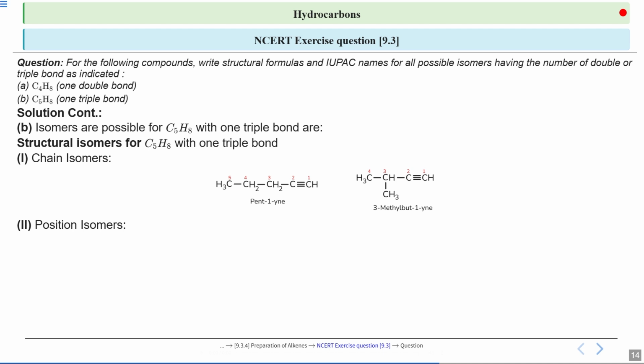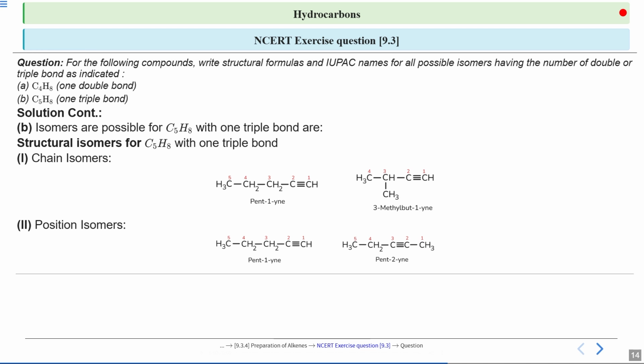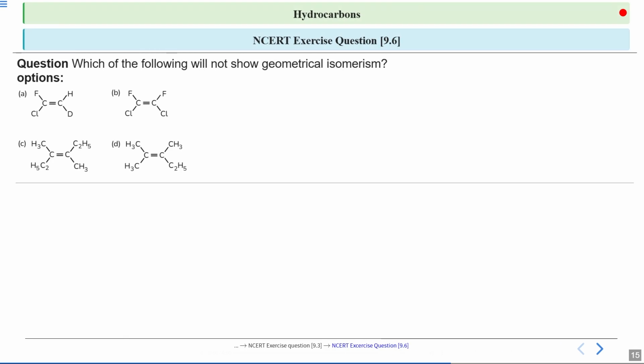Then after, here also position isomerism is possible. Like for pent-1-yne, 2 positions are possible. The triple bond can be present on the first position, and it can be present on the second position. Is it clear to all of you?